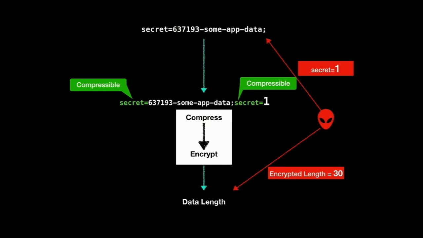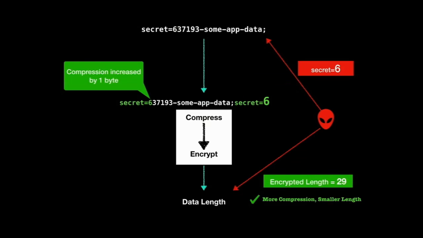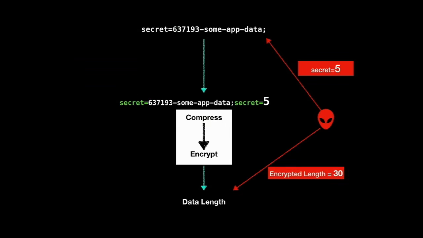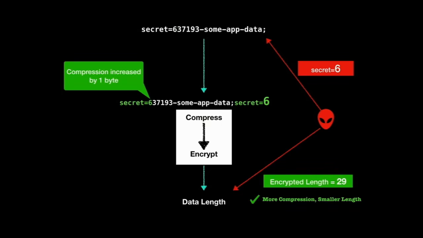He tries to send secret equals 1, and he observes the length as 30. Now he tries it with 2, now with 3, 4, and he tries it with 5. And when he sends 6, what happens is the compression length changes. In the previous case with 5, the green text, as you can see here, is just from secret till the equals part, but the moment he sends a 6 instead of a 5, the window increases, which means effectively the length of the total payload decreases. So I believe that should give you a very good understanding of what compression oracle attacks are.